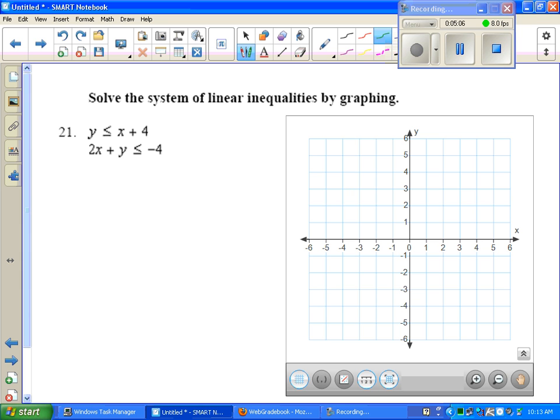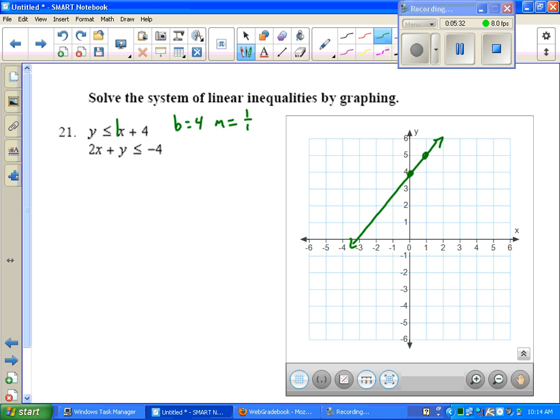Number 21 is a little bit better for us. It says solve the systems by graphing. The first one's in mx plus b form, so we'll go ahead and graph that one first. B's value for that one is 4, so begin at 4. Its m value is not shown, so its m value is 1, which is 1 over 1. Go up 1 and to the right 1. It says less than or equal to, so you want yourself a solid line for that, not a dashed line for that one. Then we've got to shade one side or the other.